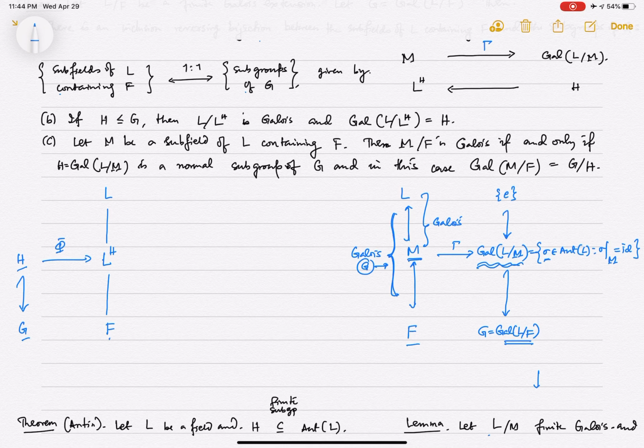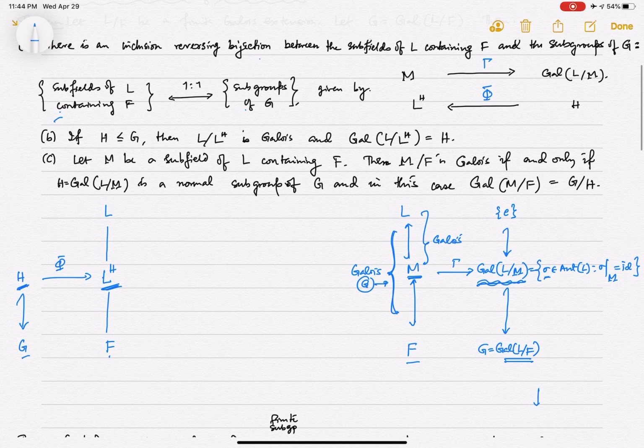Let's call that phi. The claim is that this gamma and this phi, going from subfields to subgroups and going from subgroups to subfields, are inverse bijections. So they set up a one-to-one correspondence between the subfields of L containing F and the subgroups of G. That's part A. And how do you check that?